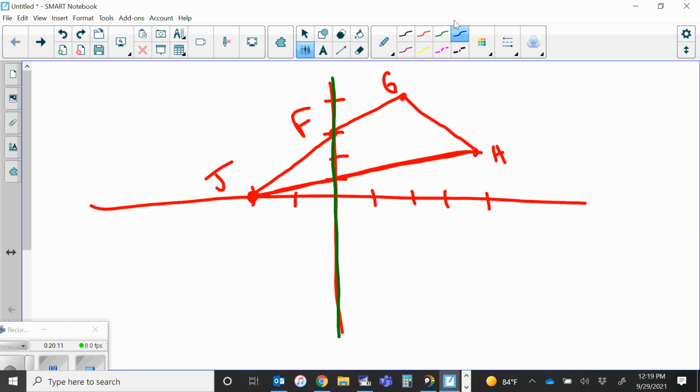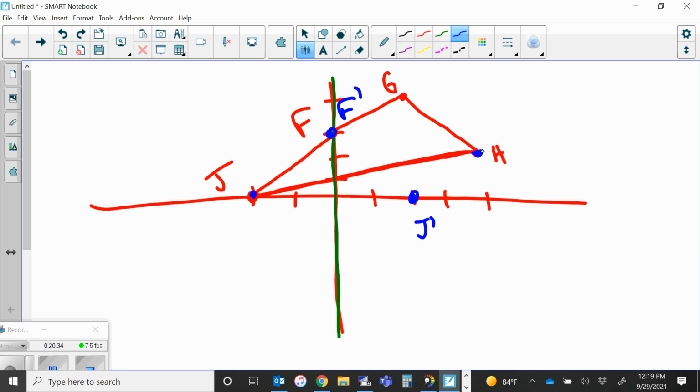All right. What point's going to stay the same? F is going to stay the same. So that's going to also be F prime. Where is J going to go? The ordered pair is -2, 0. So what's it going to turn to? 2, 0. There we go. And that's going to be J prime.